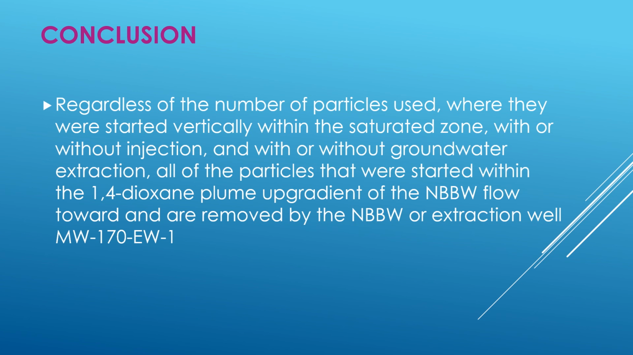In conclusion, regardless of the number of particles used, where they were started vertically within the saturated zone, with or without the presence of injection of potable water, and with or without groundwater extraction, all of the particles that were started within the 1,4-dioxane plume up gradient of the north boundary barrier wall flow toward and are removed by the north boundary barrier wall or extraction well MW170 EW1.